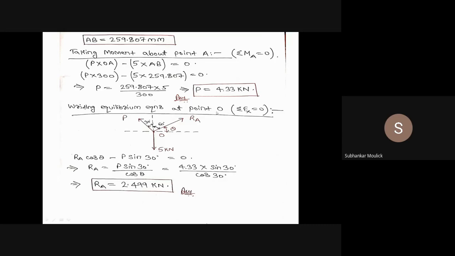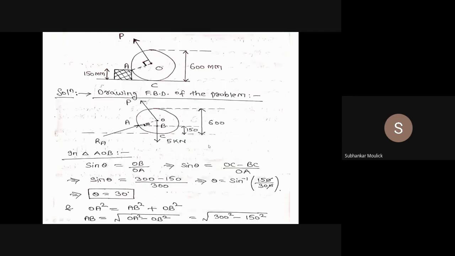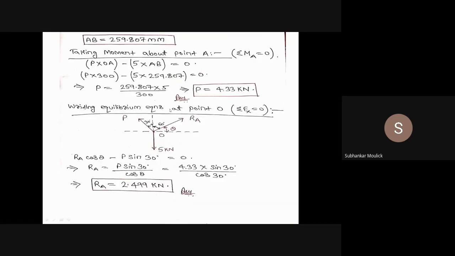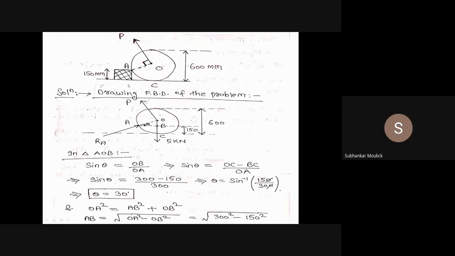So if you apply a force of 4.33 kilonewton in this direction, then the wheel will topple over this rectangular block from point A. Is it clear? Any doubt so far? No, sir. No doubt. Okay.